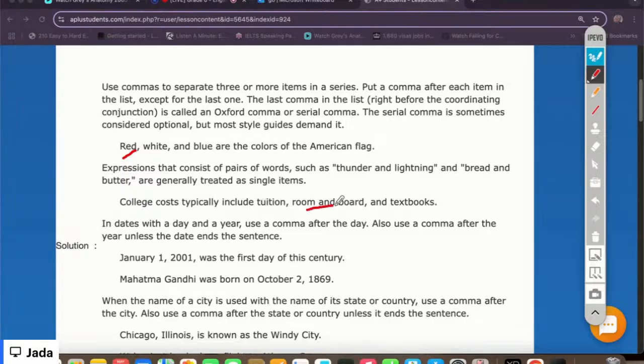So you can see that this is a pair word, right? And it is considered as one. Okay, as a single item, you do not need to add a comma in between the room and board. Okay.